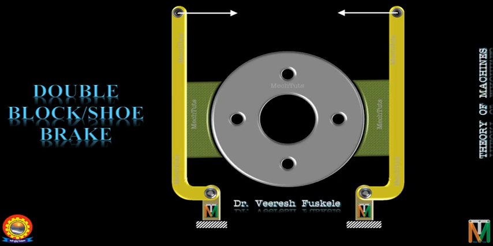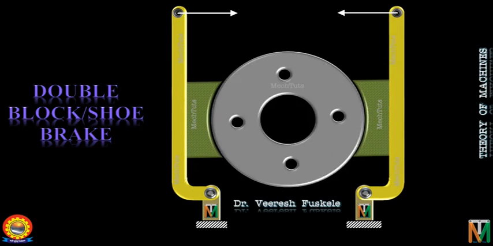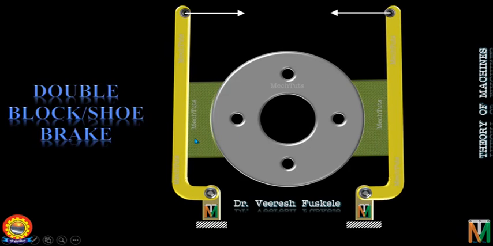Now let's see how this works. Let's see it once again. So this is how the forces are applied from both the sides on the drum to make it stop. So you can see here that the braking torque in case of double block brake becomes 2 times as the torque is applied from both the sides.